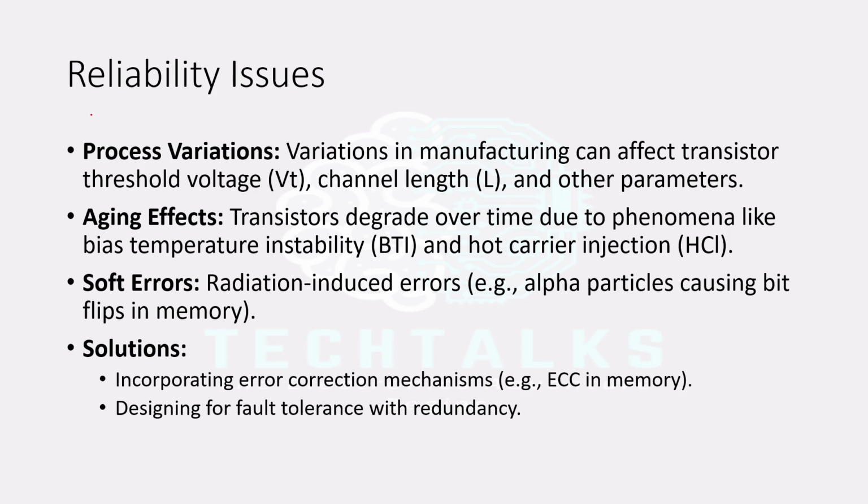Coming to reliability issues, process variation. What is process variation? For example, you were continuously manufacturing your products with TSMC, and suddenly you wanted to change to TI or MIT or some other manufacturing foundry. This change in process will also affect the transistor's threshold voltage and length of the transistor. This will indirectly or directly affect the design parameters of our design. And coming to aging effects, transistors will always degrade over time due to phenomena like bias temperature instability or hot carrier injection.